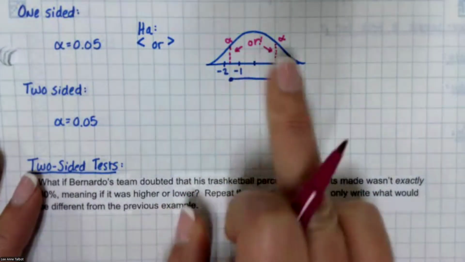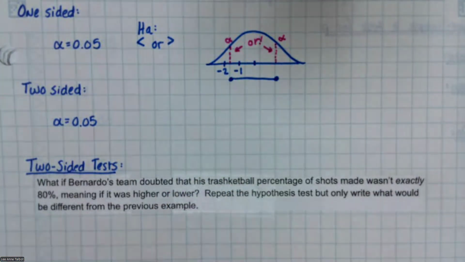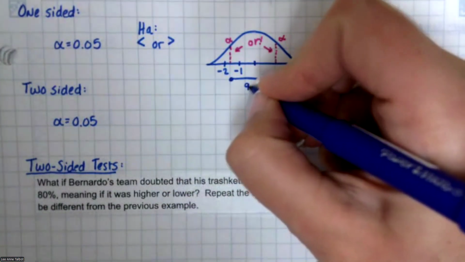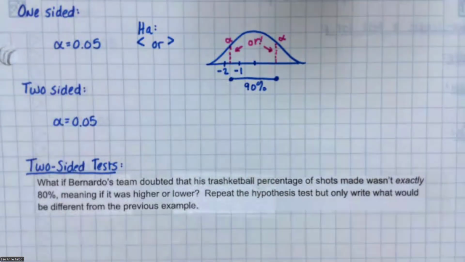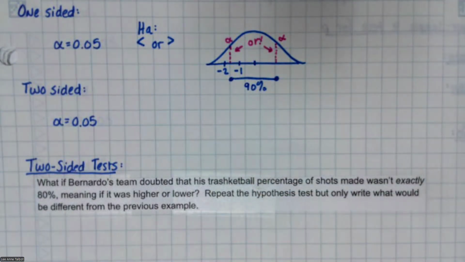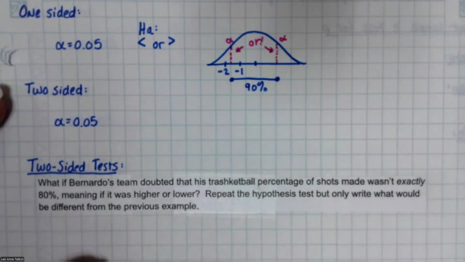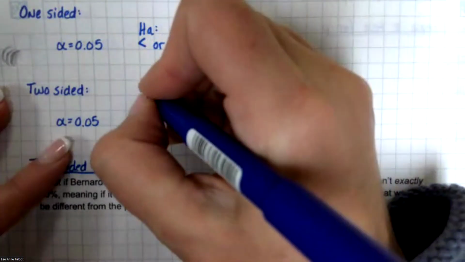Okay, so you would have this or this, depending on the problem. But either way, the middle part would be 90. It wouldn't matter if you had a less than or a greater than, the middle part would be 90. Okay, now let's contrast that with the two-sided. What are you saying, Mrs. Talbot? Like, what are you getting at?